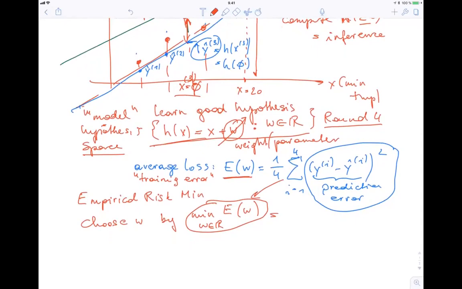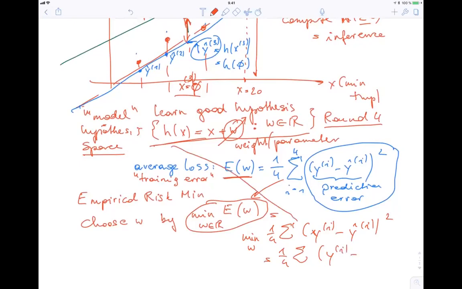So if we insert this expression, this formula here for the error, we have to minimize 1/4 and then the sum of squares, yi minus y hat i. But for y hat i, we insert the definition of our hypothesis, which is xi plus the weight, squared. So we end up with an optimization problem in the variable w. So how to choose w, this number w, to minimize this quantity? Would anybody know how to do this?